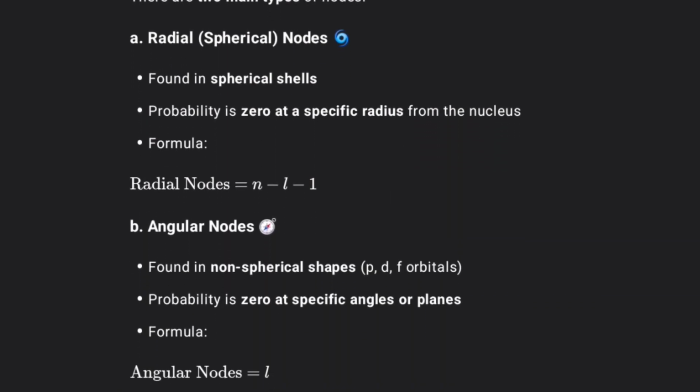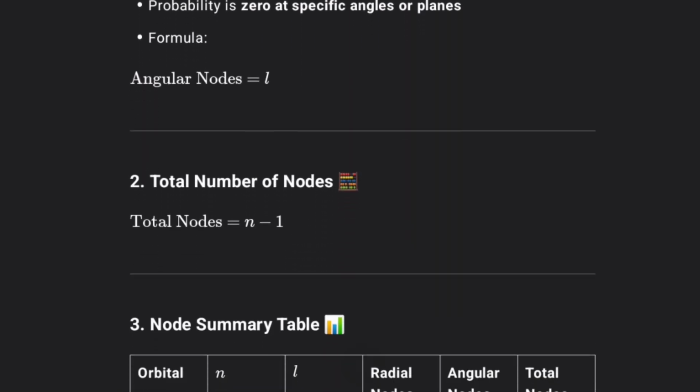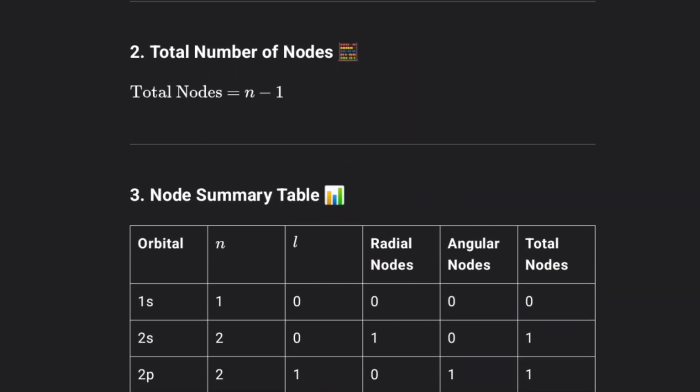B, angular nodes, found in non-spherical shapes, p, d, f orbitals. Probability is 0 at specific angles or planes. Formula: angular nodes equals l. Total number of nodes equals n minus 1.